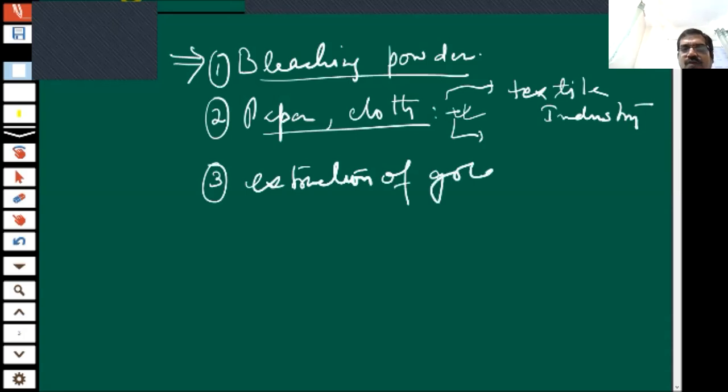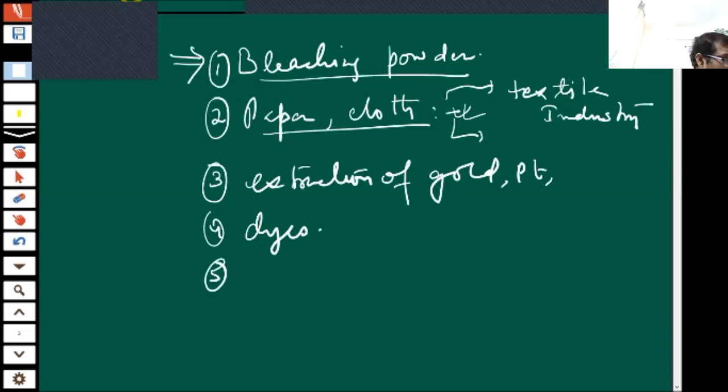Extraction of gold and platinum, etc. Manufacturing dyes. These all are examples you can use. Drugs and organic compounds, such as some important solvents, are there. CCl4, carbon tetrachloride. Where we cannot use water as the solvent, we use this type of solvent.